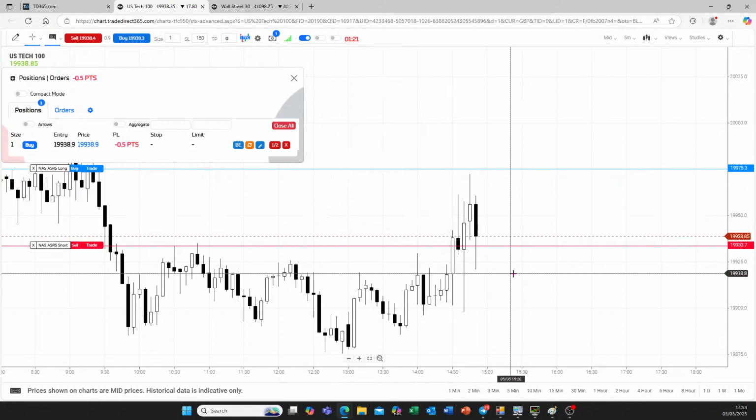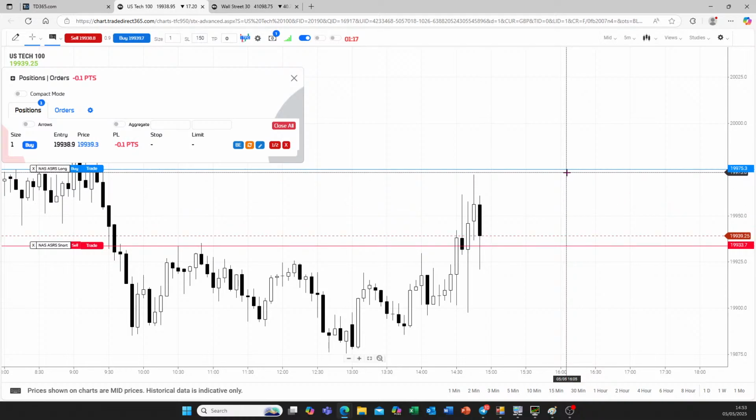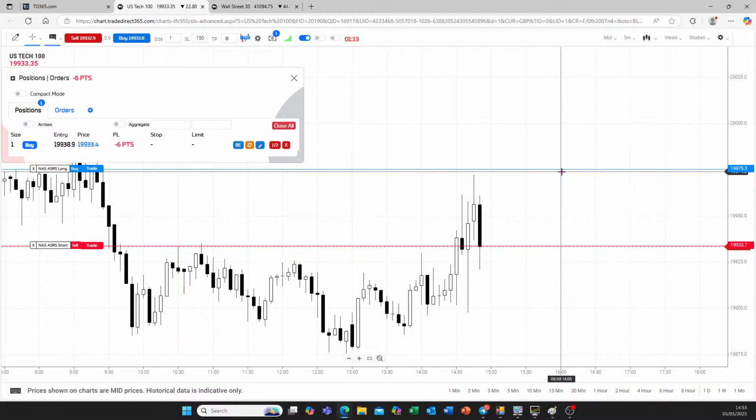Here's the Nasdaq again, fighting its way back, and it's probably going to go up and make another double top here, but I don't expect a breakout.